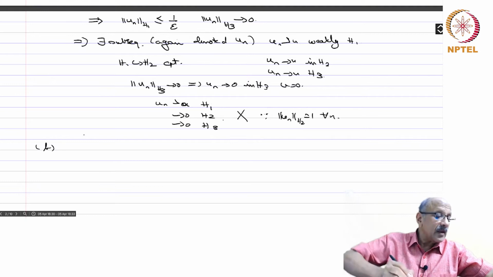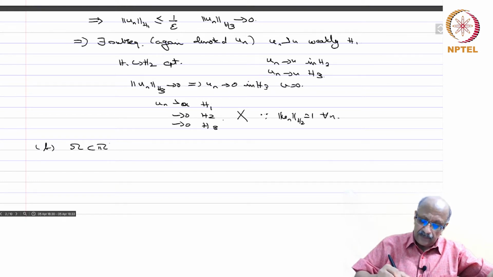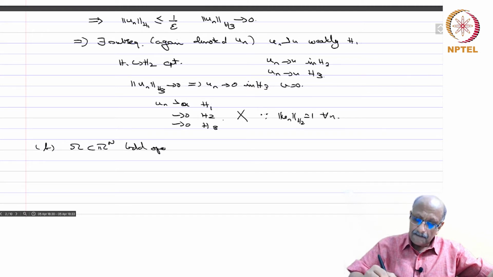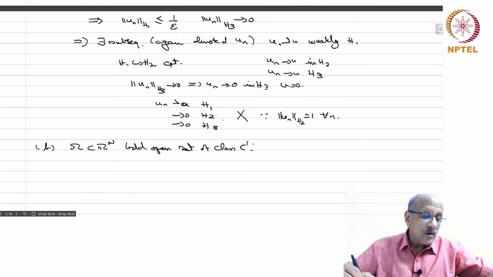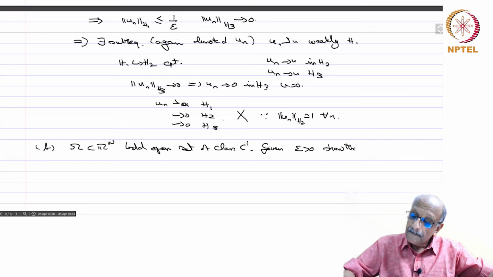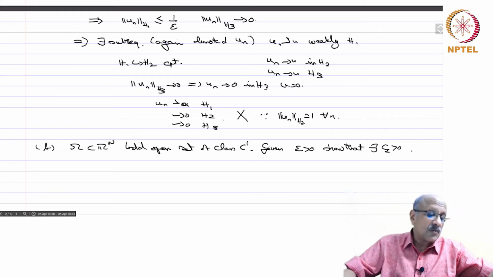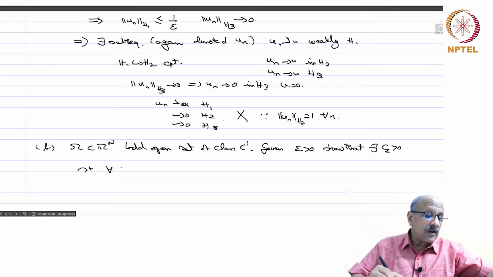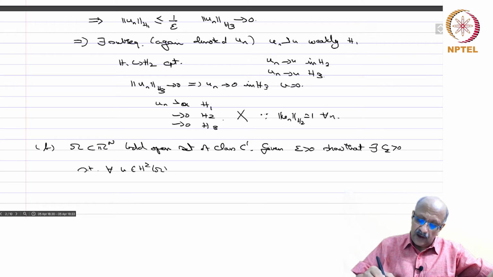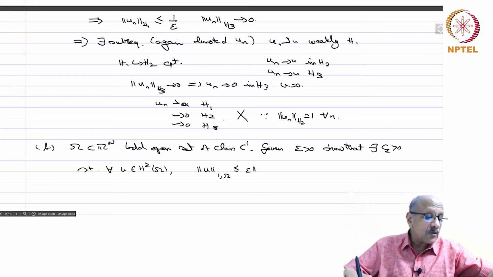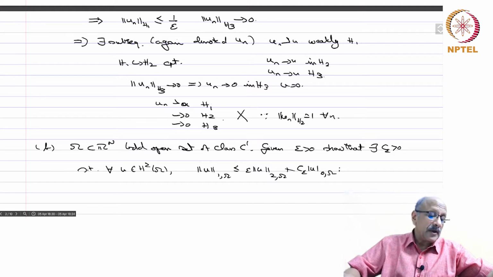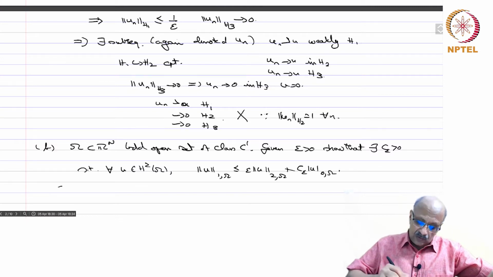So B, omega in R n bounded open set of class C1, given epsilon positive, show that there exists a C epsilon which is positive, such that for every u in H2 of omega, we have norm u in H1 of omega is less than epsilon times norm u in H2 of omega plus C epsilon times norm u in L2 of omega. Okay, so solution is one line.